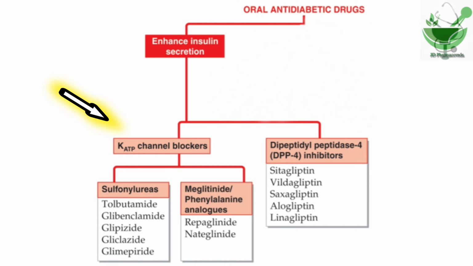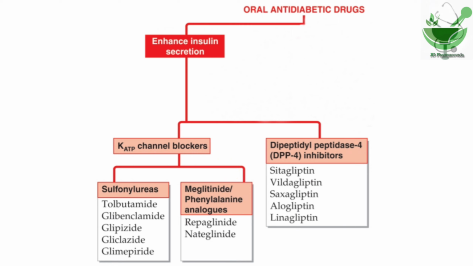So the drugs are sulfonylureas. The first generation drug is tolbutamide. The second generation are glibenclamide, glipizide, gliclazide and glimepiride. Then the other category is meglitinides or phenylalanine analogs. The drugs are repaglinide and nateglinide.